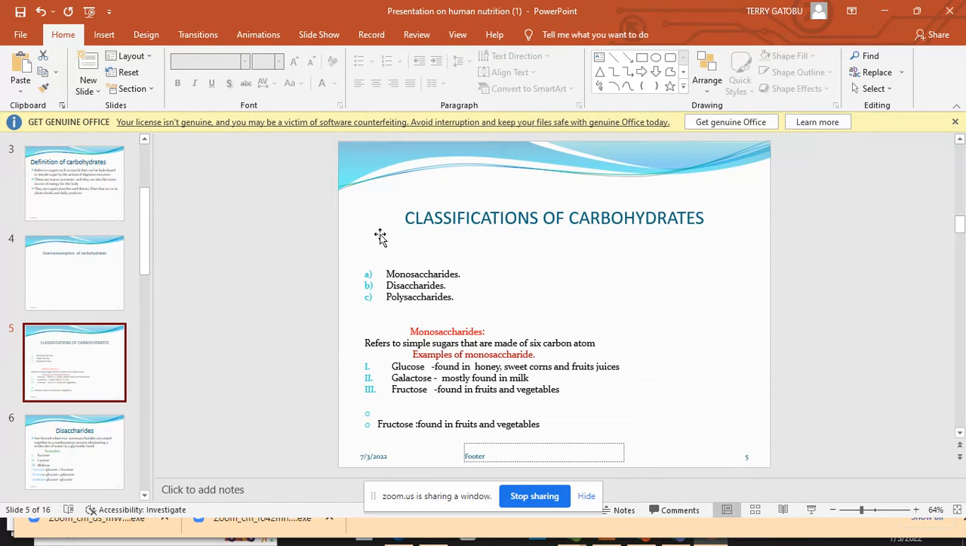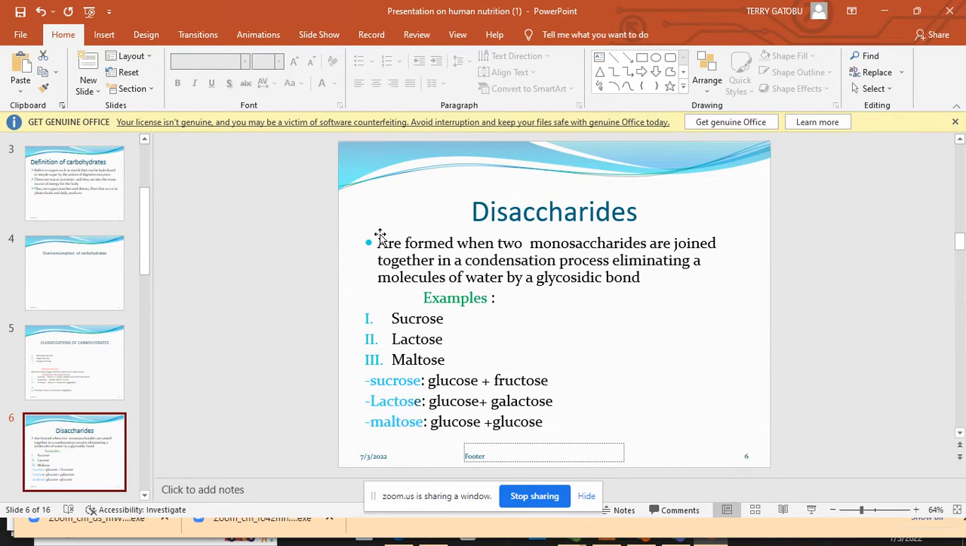What is glucose? It is found in honey, sweet corn, and fruit juices. The next one, we have galactose, which is mostly found in milk. We have fructose, which is found in fruits and vegetables. Have you understood classification of carbohydrates? Yes. We can continue. So we have disaccharides.